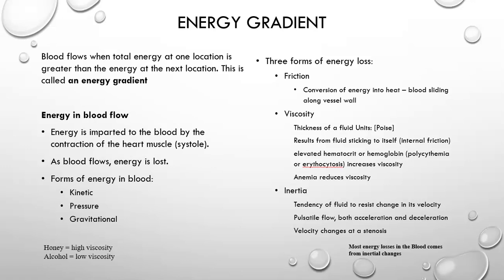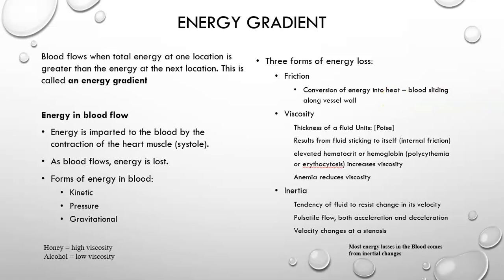The pressure of the blood in the system, the blood pressure, is considered the potential energy that is available along with gravitational energy. So pressure and gravitational energy are both potential energies that can help affect the blood flow. So we have three forms of energy loss within the blood vessels. We have friction.